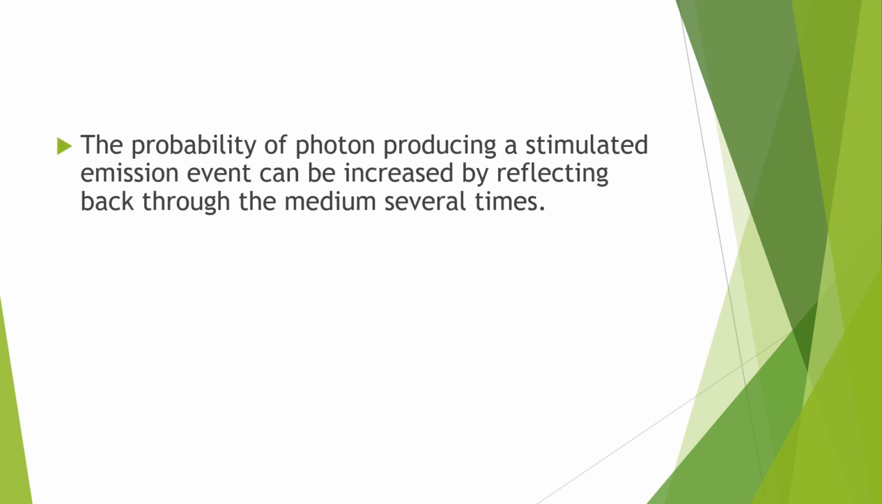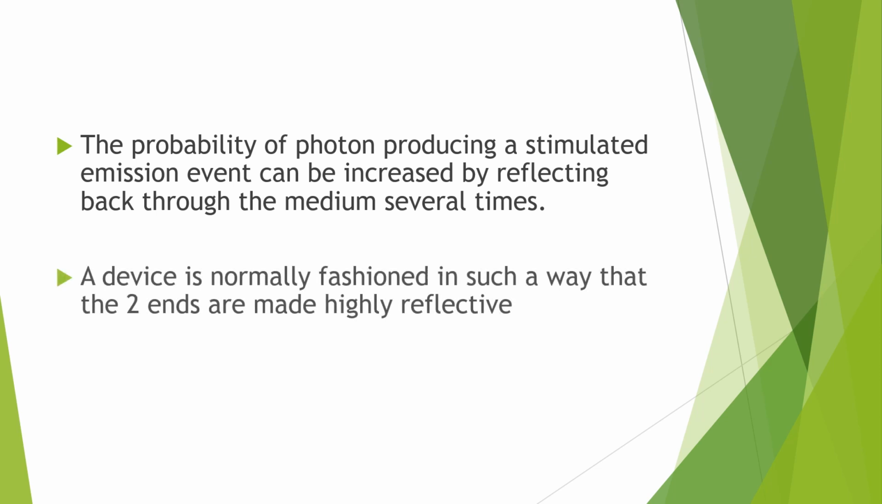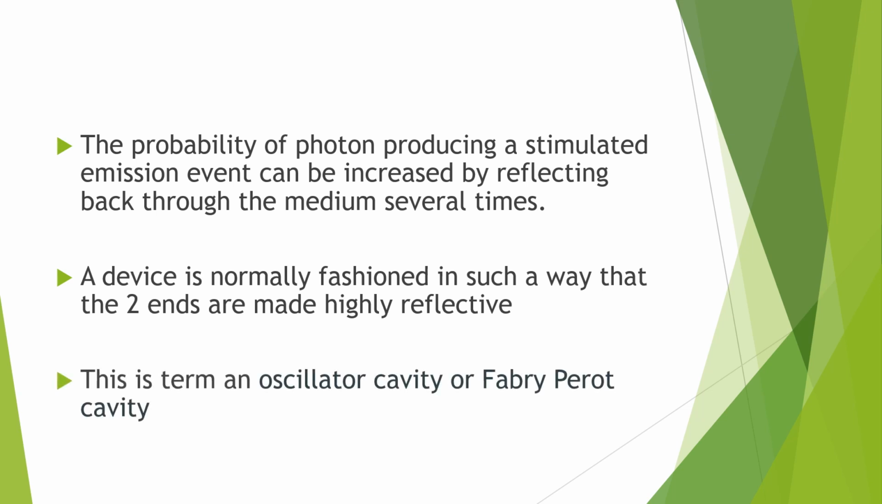From the diagram, it is clear that the probability of a photon producing a stimulated emission can be increased by reflecting it back through the medium several times. As we saw in the previous slides, we use concave plates at the Brewster windows, one highly silvered and another partially silvered. If the photons oscillate here, the stimulated emission increases. The device is normally fashioned so that the two ends are reflective, one partially silvered and the other highly silvered, so that we can obtain laser light from one portion. This type of oscillator cavity is also known as a Fabry-Pérot cavity. This is the optical feedback which we drew from the previous slide diagram.